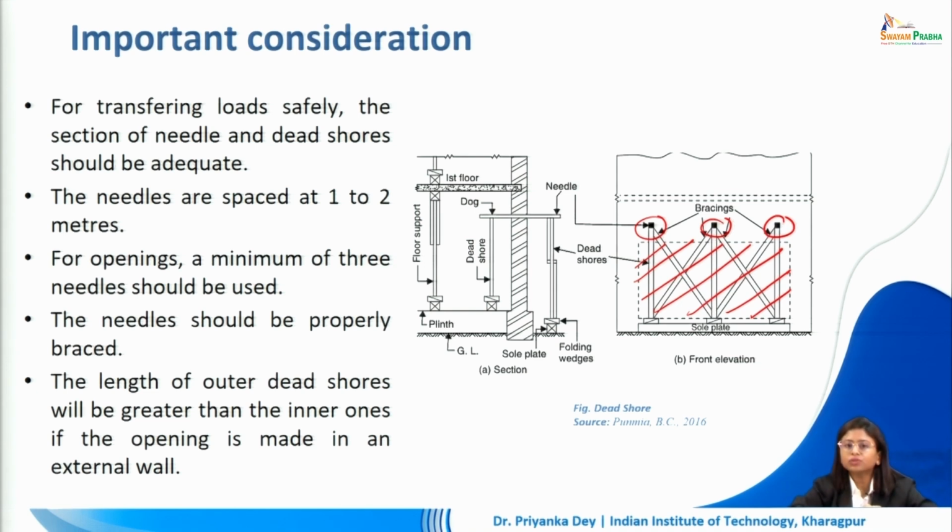The length of the outer dead shore will be greater than the inner ones if the opening is made in an external wall. Why this is happening is because we are making adjustment for the plinth level, because we are dealing not with an opening between two rooms, but with an opening being created in a wall between a room and the outside. So definitely at one side, that is the external side, we need a longer vertical member because we are going to take support from the ground. We are not at the plinth level anymore.